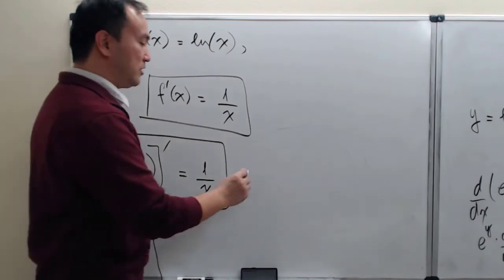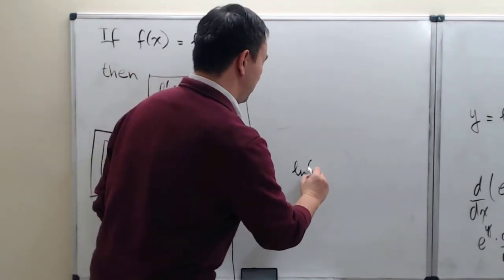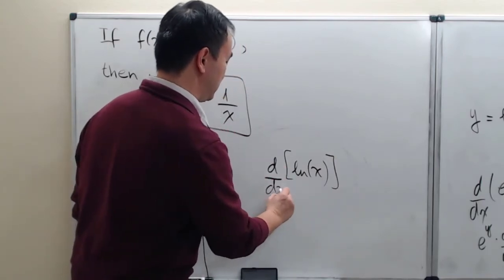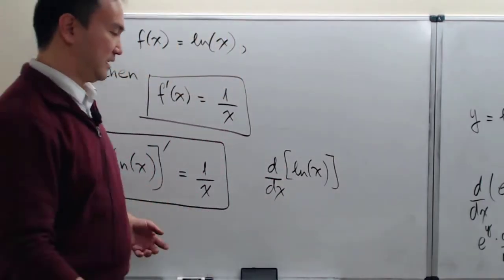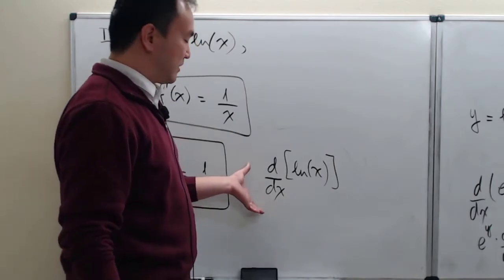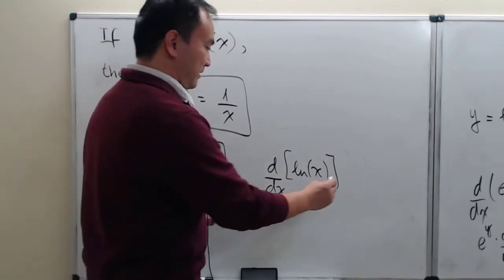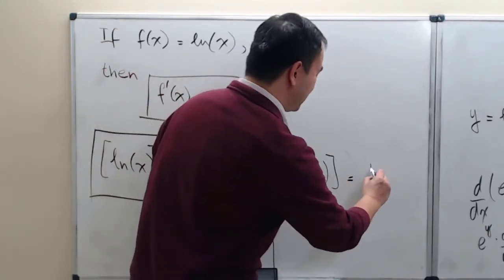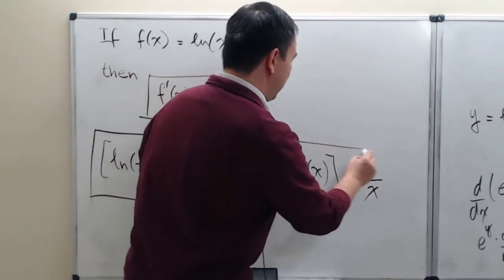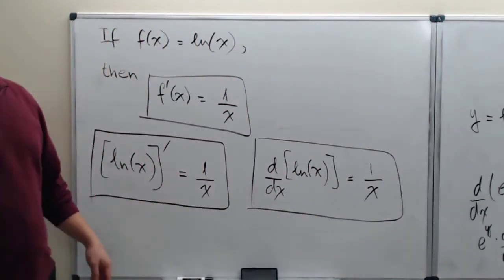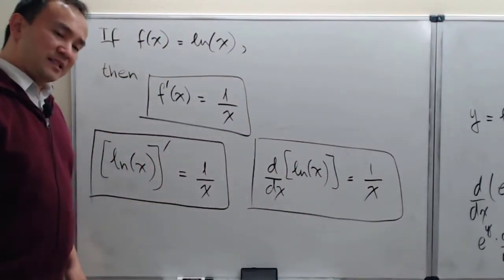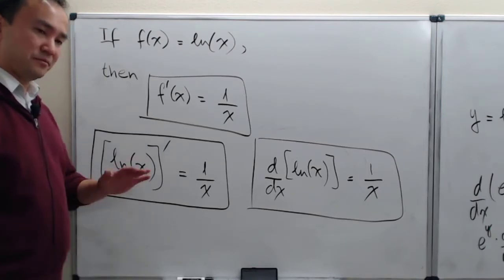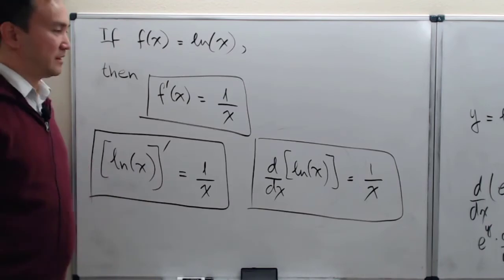Or a little more formally, we have natural log of x, and now we differentiate, take the derivative of that function. As I said, this is an alternative way of writing, but it's quite clear about what variable we are targeting. The answer is 1 over x. Three different ways we can express that rule. All right, so that's how we find the derivative of the natural log function, the logarithm base e, as a function of x.